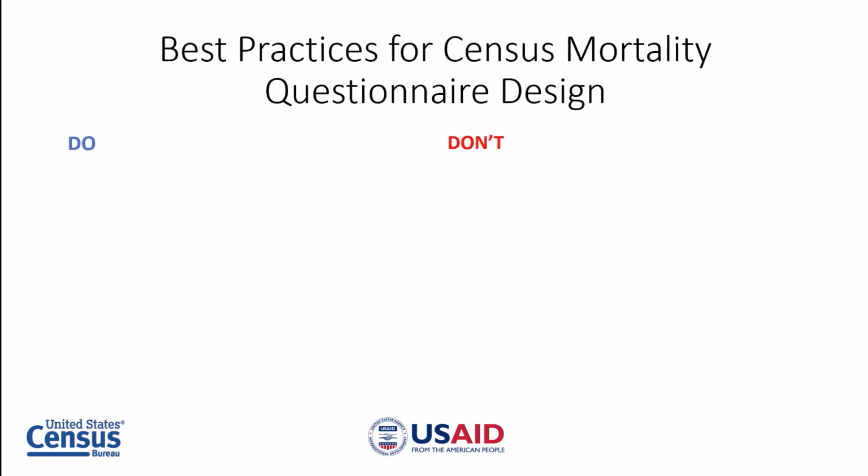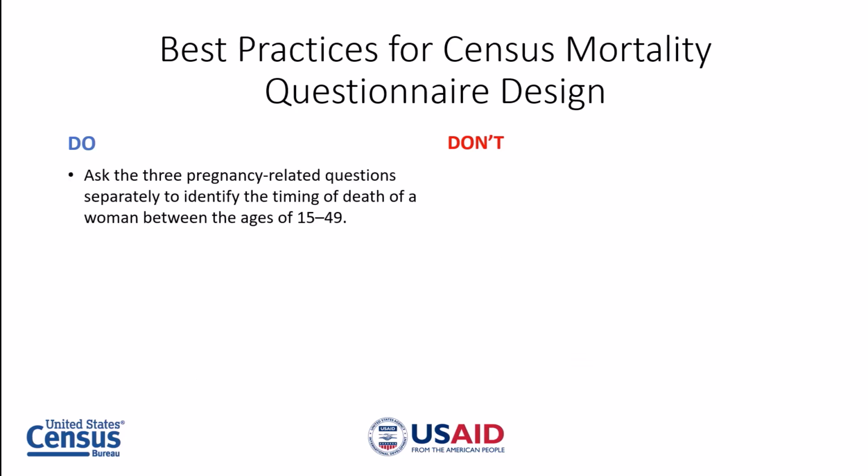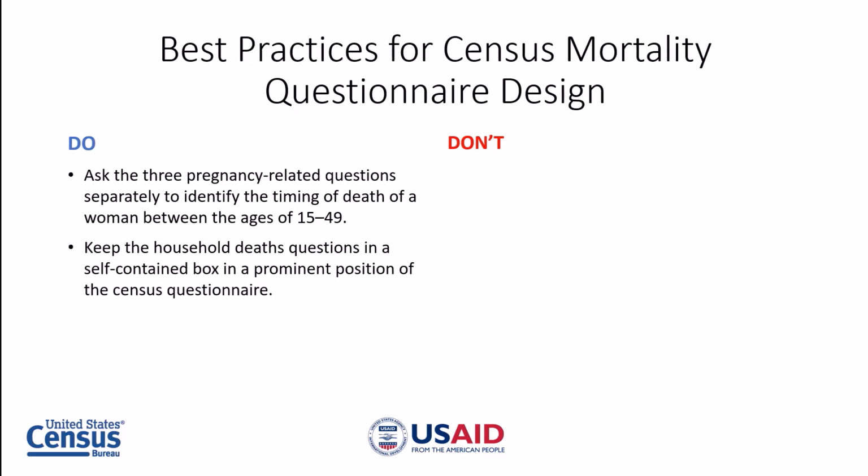Here are some additional best practices for census mortality questionnaire design. First, let's talk about the do's. Do ask the 3 pregnancy-related questions separately to identify the timing of death of a woman in her reproductive ages. Do keep the household death questions in a self-contained box in a prominent position of the census questionnaire. Now, let's talk about the don'ts. Don't use a separate sheet for the death questions.